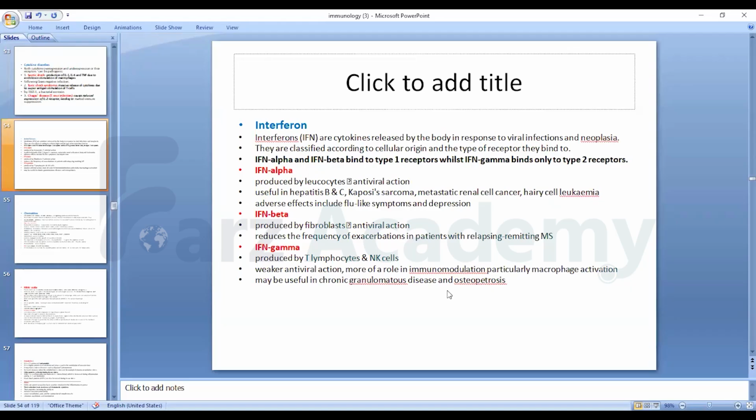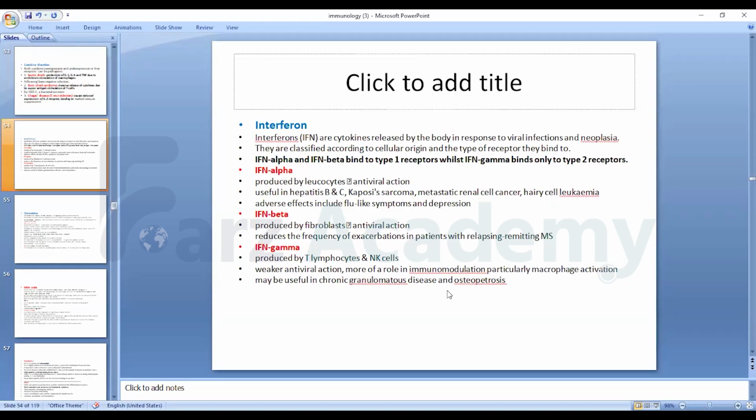Interferon alpha is produced by leukocytes and it has antiviral action, useful in hepatitis B and C, Kaposi's sarcoma, metastatic renal cancer, hairy cell leukemia. Adverse effects include flu-like symptoms and depression. Interferon beta is produced by fibroblasts, with antiviral action. It reduces the frequency of exacerbation in patients with relapsing remitting multiple sclerosis. So that's why we give interferon beta in the treatment of relapsing remitting multiple sclerosis.